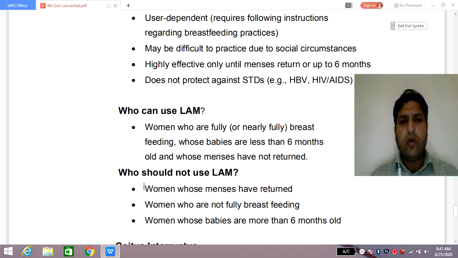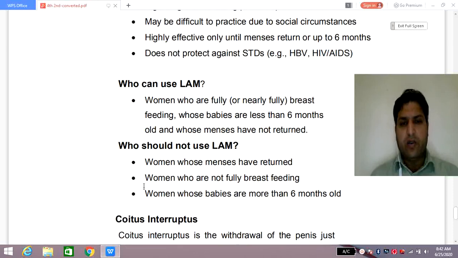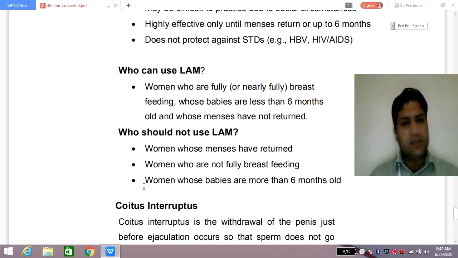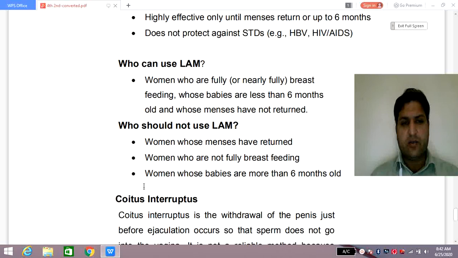So who can use this method? Women who are fully breastfeeding, yes, of course, if there is complete breastfeeding, and whose babies are less than 6 months old, so obviously it's a good effective way. If the baby's age is more than 6 months, you can never use this method. Women who are not fully breastfeeding, whose menses have returned, you can't use it.